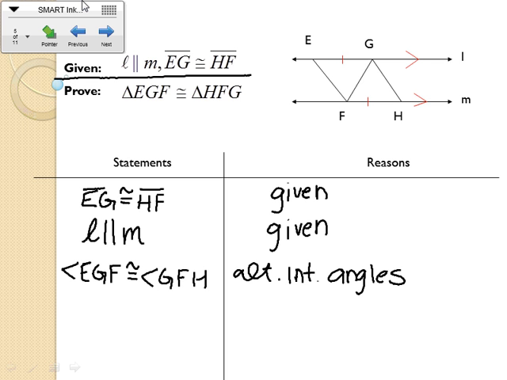So we know a side, we know an angle, so the thing we need next is a side. Here's where that reflexive property is going to come in handy. We've got triangle EGF, and we want to say that it's congruent to HFG. You can see that these two triangles share a side. They share side FG. So I'm going to say that FG is congruent to FG, and my reason is just going to be the reflexive property.